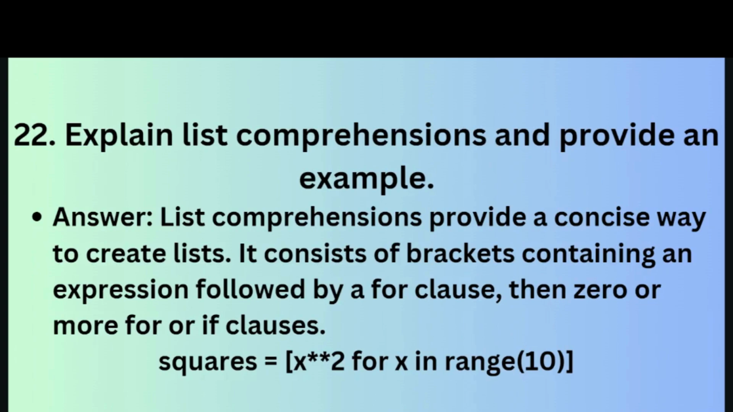Explain list comprehensions and provide an example. List comprehensions provide a concise way to create lists. It consists of brackets containing an expression followed by a for clause, then zero or more for or if clauses. Like that: squares equals x power 2 for x in range 10, so it will print the squares, like 2, 4, 6, 8, like that.